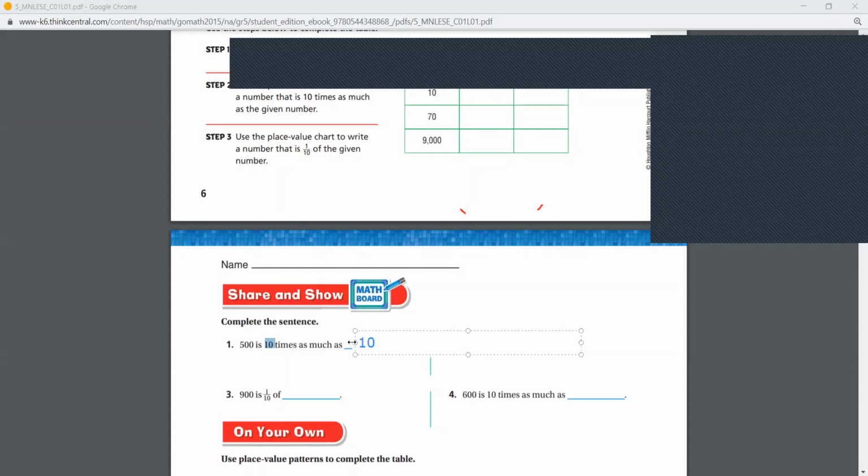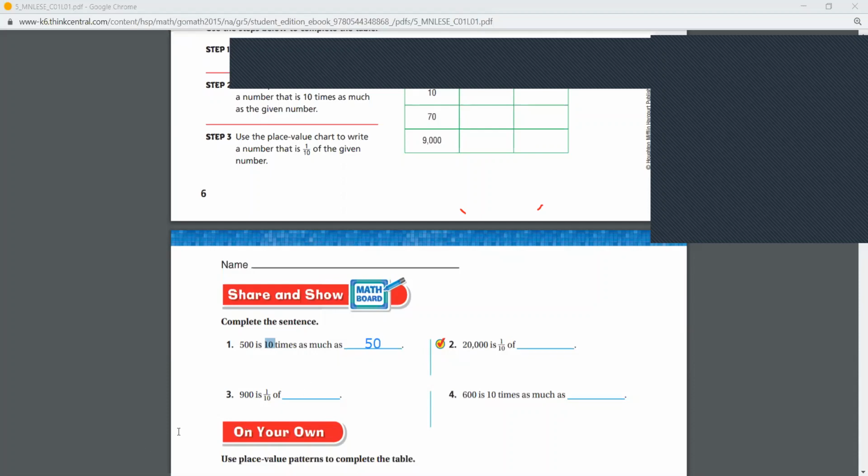See, 10 times 5. Tell me what is the answer? 10 times 5 is 50. So do you have 50 here? The answer is 50. Very good, because 10 times 50 will give you 500. 10 times 5 will never give you 500. 10 times 50. You see, sometimes they confuse you and ask such questions. Okay? Now, next question.